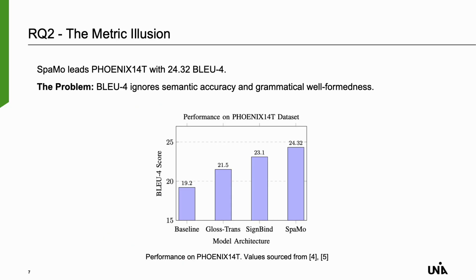For my second research question, I looked at how these models perform on the standard benchmarks. The chart here shows the performance on the widely used Phoenix 14T dataset. You can see that the SpaMo leads the pack, setting a high bar with a BLEU-4 score of 24.32. This proves that the gloss-free LLM-based architectures easily beat the older baseline models.